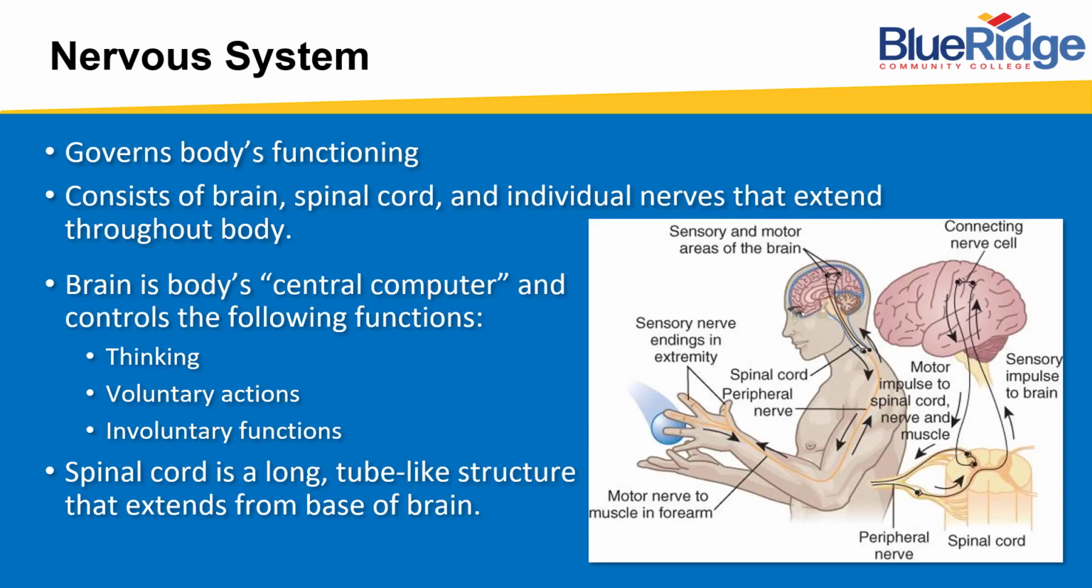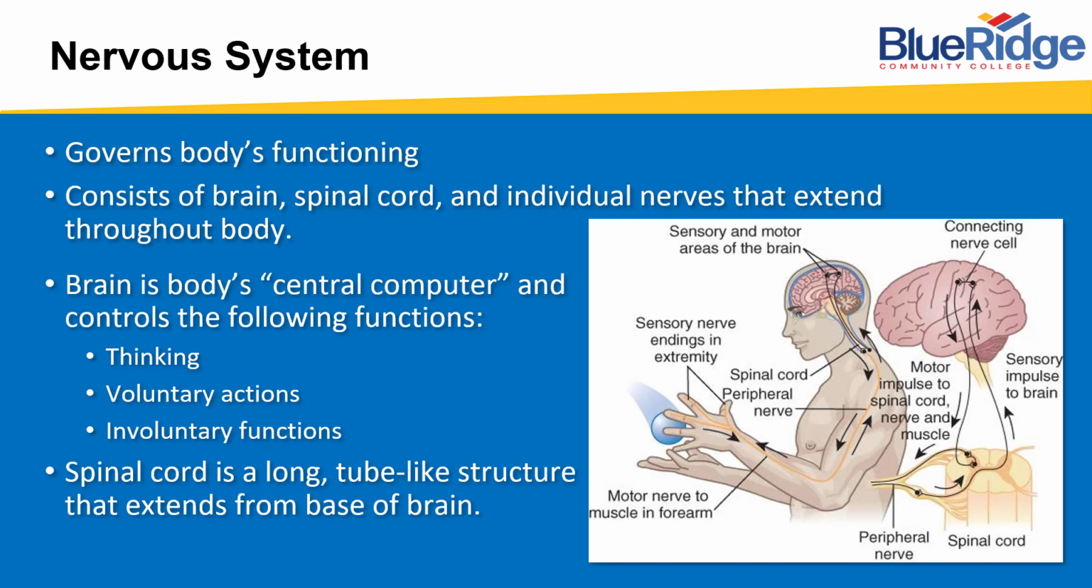The nervous system governs the body's functions. The nervous system consists of the brain, the spinal cord, and the individual nerves that extend all the way through your body down to your fingertips and your toes. The brain and the spinal cord are called the central nervous system. Cables of nerve fibers are called the peripheral nervous system.